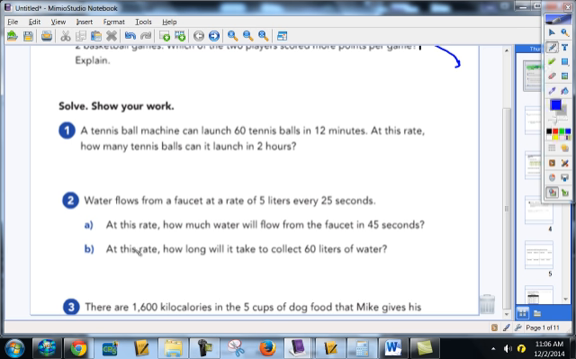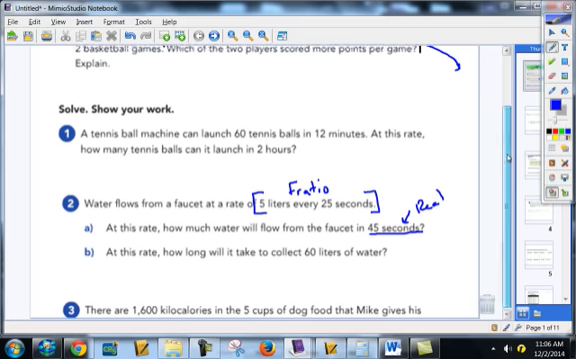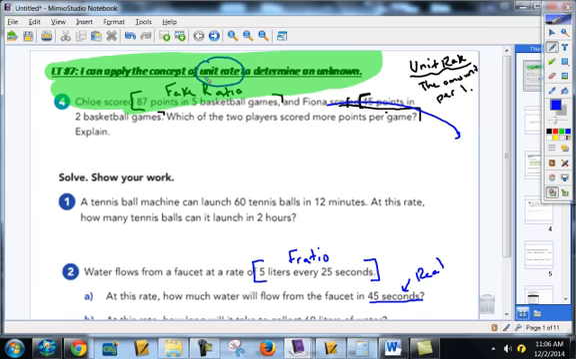Okay? Water flows from a faucet at a rate of 5 liters every 25 seconds. At this rate, how much water will flow from the faucet in 45 seconds? So it's just like we've done all along. This is your fake ratio. This is your real. It's the same thing over and over. The one difference being now we're applying the concept of unit rate once again. You've got to find the unit rate.